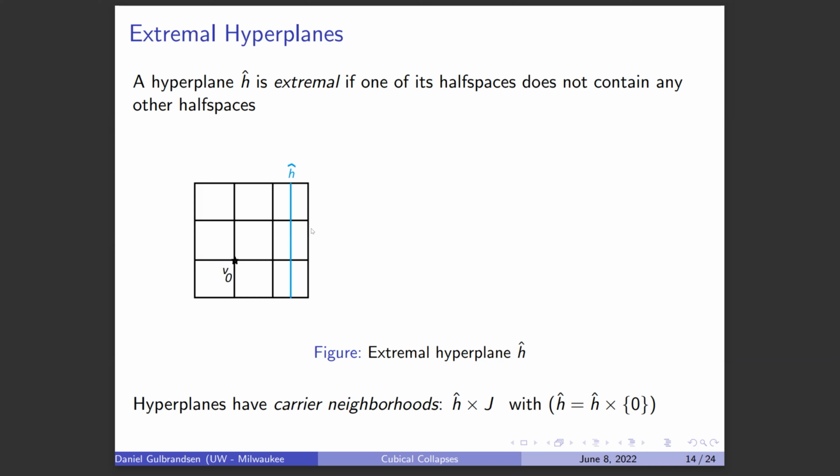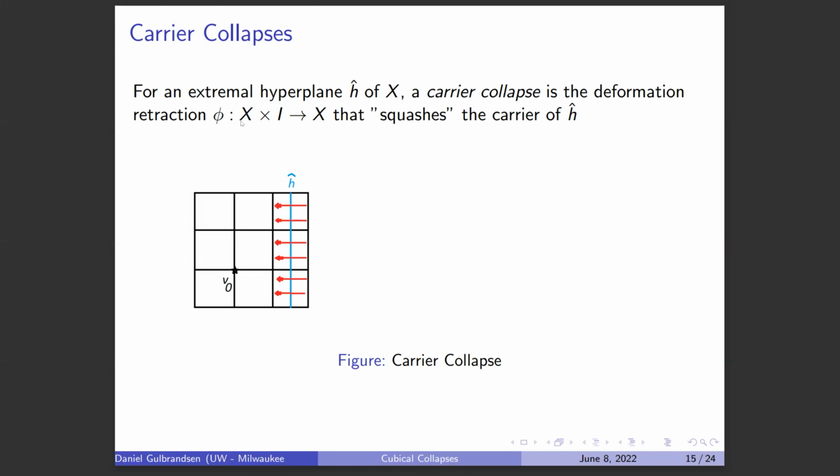Okay, and so our goal again is to do all these collapses for the carrier of this hyperplane at once. The way we do that is with the deformation retraction that I'm calling phi, and the image is suggesting how this is done. You find one of these extremal hyperplanes, you identify its carrier with this product structure, and you march all the points to the side that contains the base vertex, in this case the left side. You march them all to that side along the product lines. That in fact defines a deformation retraction.